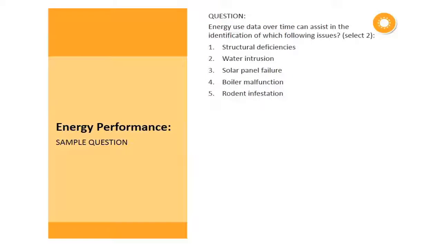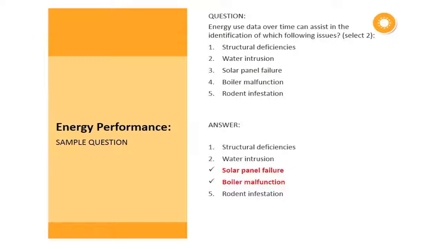And now our question. Energy use data over time can assist in the identification of which following issues? And the correct answer is 3 and 4. So both of these 2 issues would have a likely energy signature associated with it, and if there's a professional looking over this energy data, especially comparing it to previous year's performance, they're going to quickly recognize that something's awry.